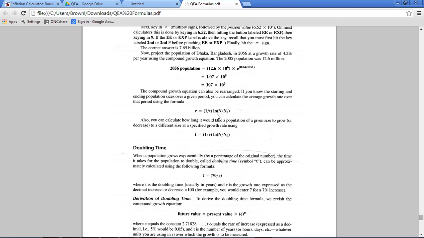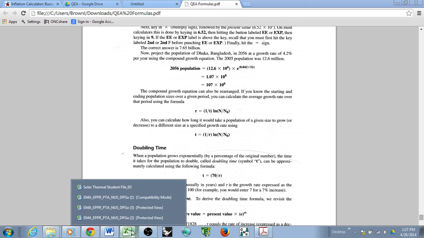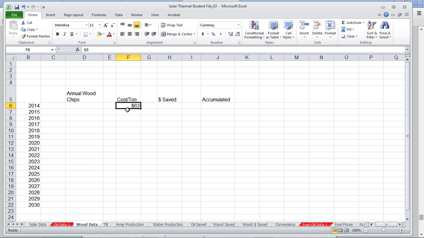You can plug this into Excel. Natural log, you simply type in ln and then parentheses, your future value divided by your present value, and you should be able to find a percentage, and then use that percentage to grow the cost per ton of wood chips over time. I'm not going to do this for you. You should be able to figure it out.